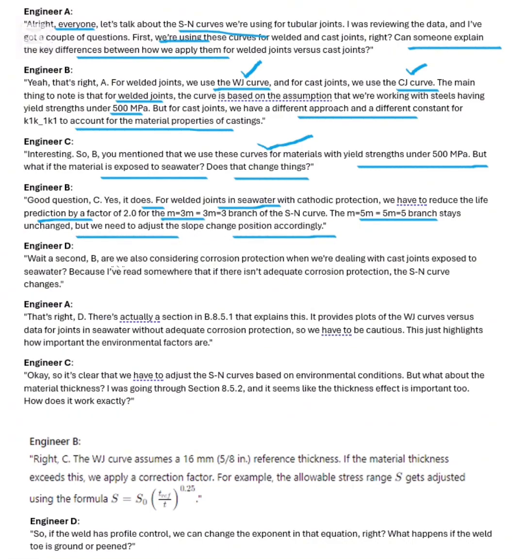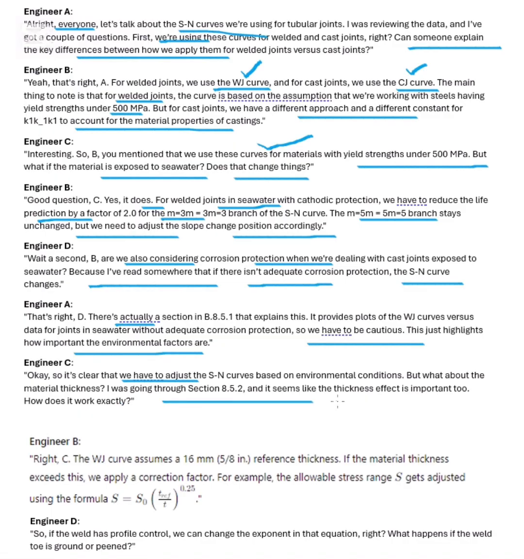Wait a second, are we also considering the corrosion protection when we are dealing with cast joints exposed to seawater? Because I read somewhere that if there is not adequate corrosion protection, the SN curve changes. That's right. That's actually a section that provides plots of WJ curves versus data in seawater. We have to be cautious. This just highlights how important the environmental factors are. So it's clear that we have to adjust the SN curves based on the environmental conditions.